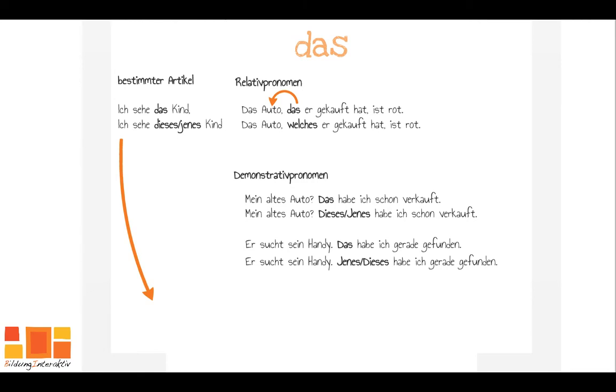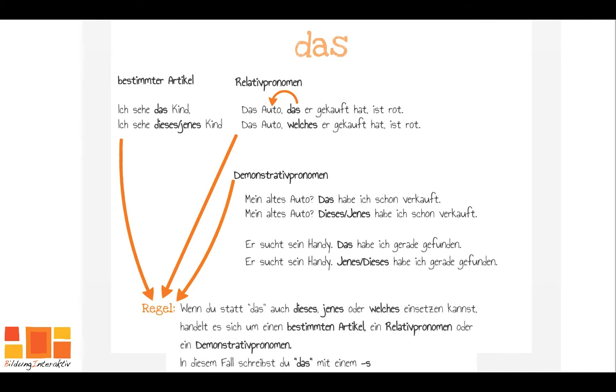So, when we have a definite article, a relative pronoun, or a demonstrative pronoun, the rule applies. You can always replace das by dieses, jenes, or welches. And then you either have a definite article, a relative pronoun, or a demonstrative pronoun. In all three cases, you write das with only one S.